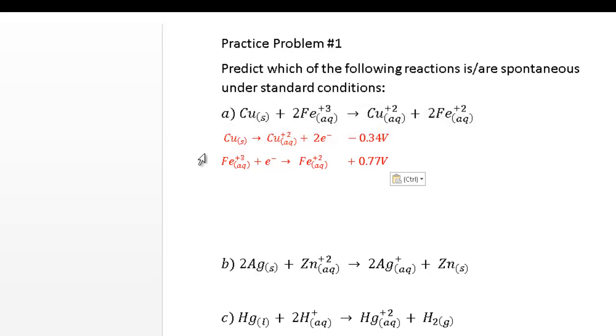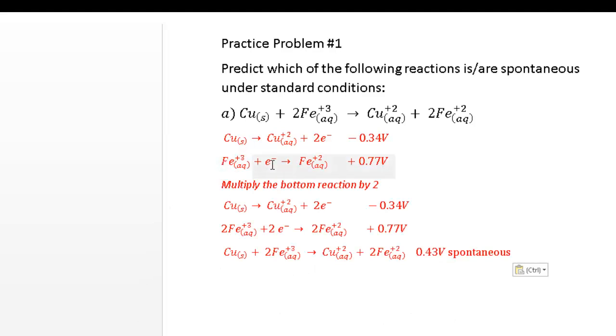We need to cancel out the electrons. In order to do that, we're going to multiply the bottom half by 2. This is a reduction half reaction. The 2 electrons on this side will cancel out with the 2 electrons on the opposite side. So we multiply the bottom half reaction, this reduction half reaction, by 2. That's what you see here. Now we'll add those two together. These 2 electrons will cancel out with those 2 electrons there. One is on the product side, one is on the reactant side.